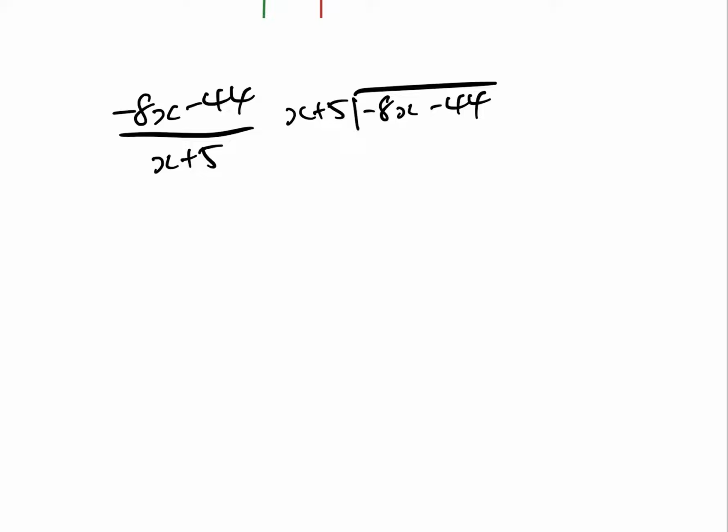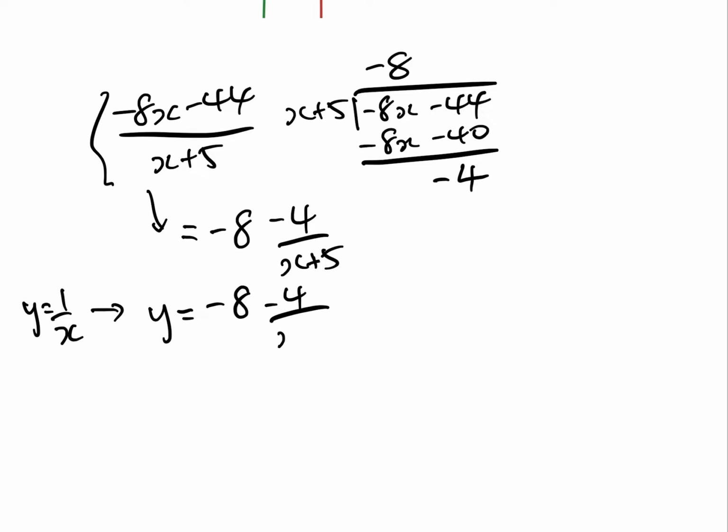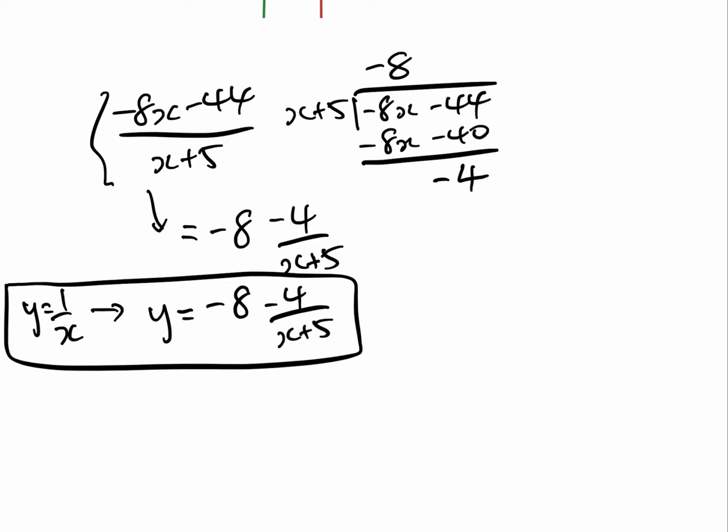Well, x plus 5 into -8x - 44 goes -8, and multiplying those gives -8x - 40. Take one away from the other, which gives us -4, because -44 minus -40 is -4. And so therefore, (-8x - 44) over (x + 5) equals -8 - 4 over (x + 5). Now we actually want to transform y equals 1 over x into y equals -8 - 4 over (x + 5). And now we can begin to start doing this.